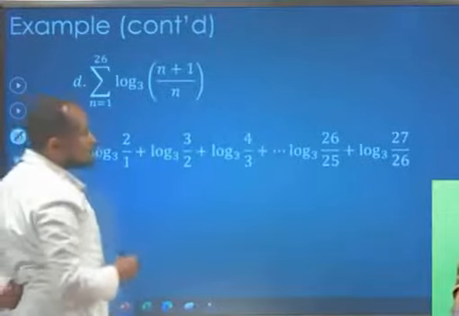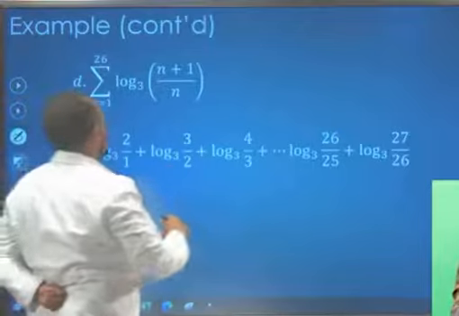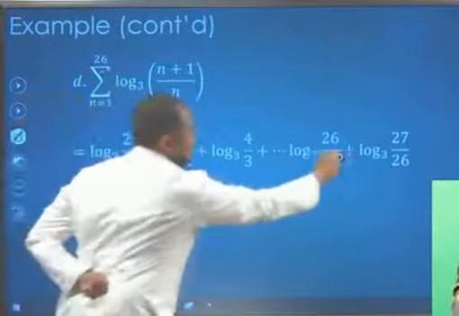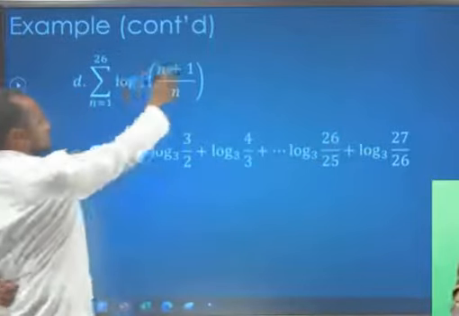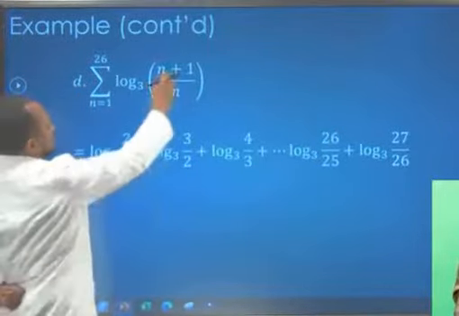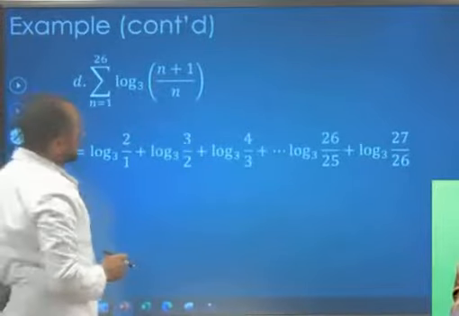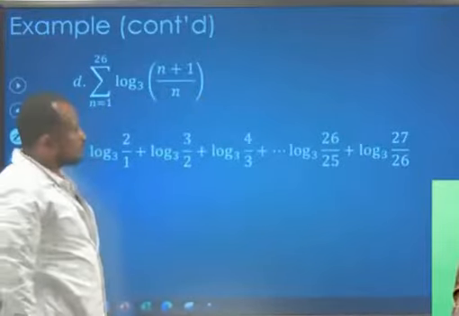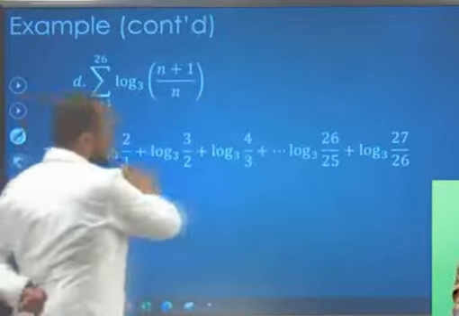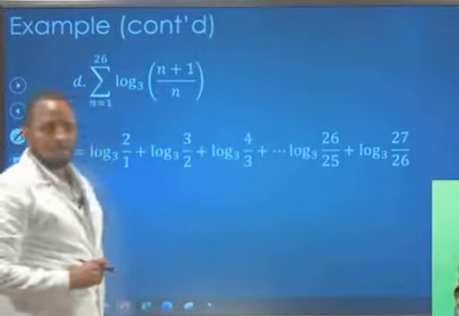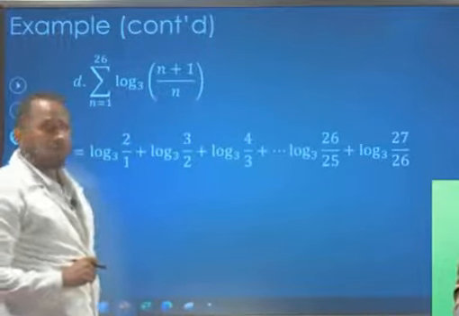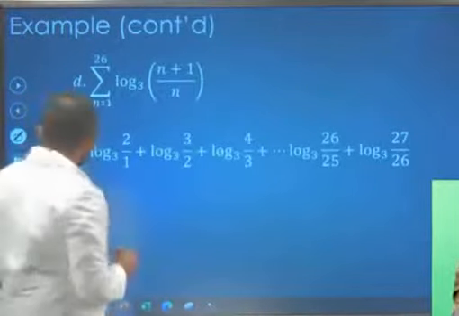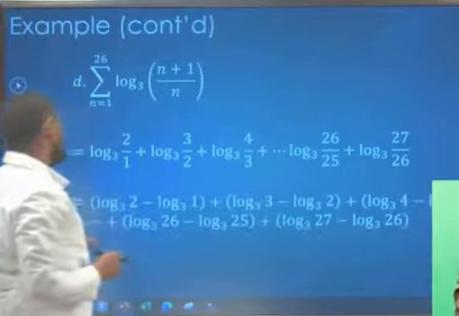Plus, it goes on like this. So when you put 25 here, the logarithm of 26 over 25. And finally, when you put 26, 26 plus 1 is 27, so the logarithm of 27 over 26 to the base 3. So we need to add these numbers. To add these numbers, you have to remember the properties of logarithms. Using that, you can evaluate this.